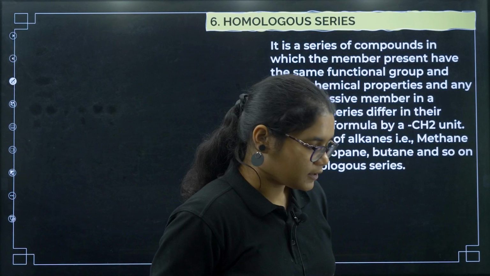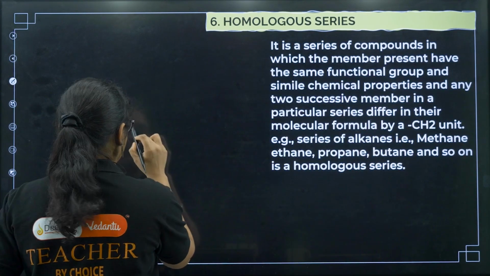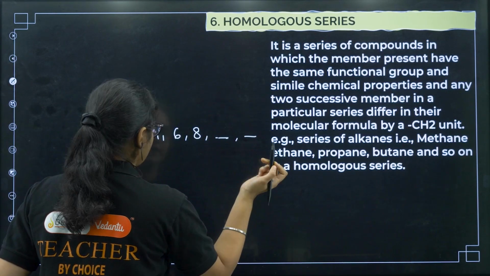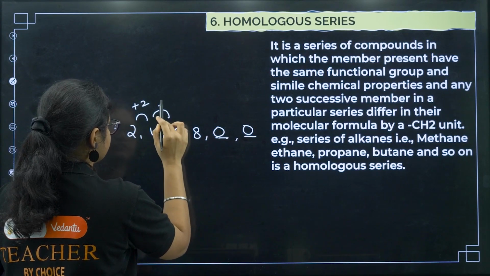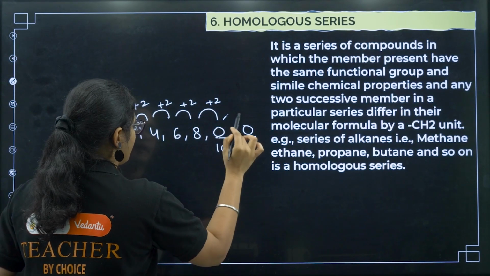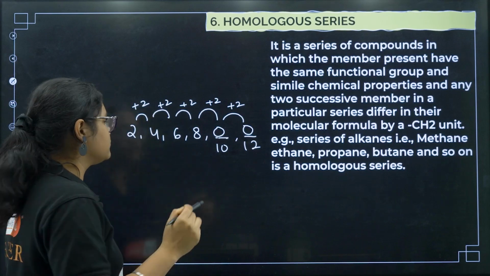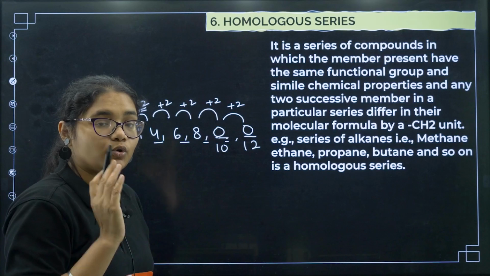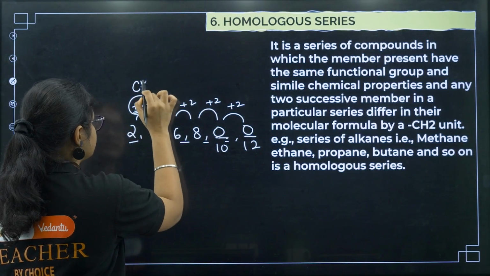Now whenever we talk about the word series, suppose we have been given numbers like 2, 4, 6, 8, blank. Can you guess the next numbers? Yes, you can see this is plus 2, this is plus 2, and here if I add plus 2 I'll get 10, and then plus 2 you will get 12. So series means that there should be a common gap between the members of the series. Similarly, in a homologous series, the difference between two members is a CH2 group.